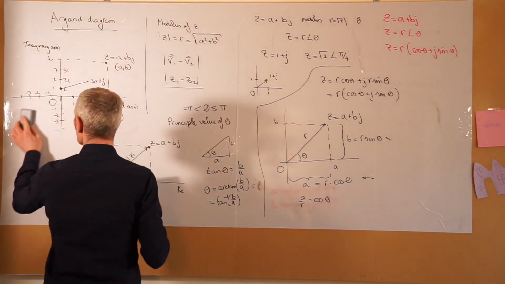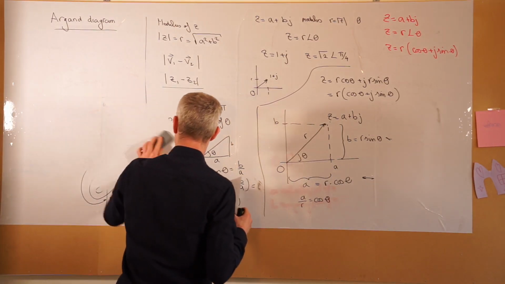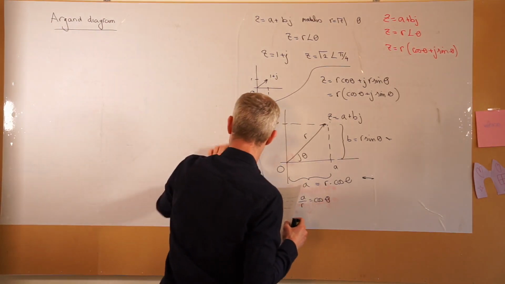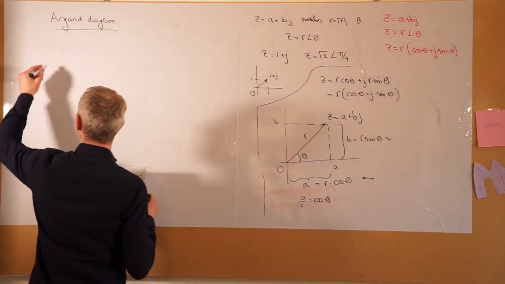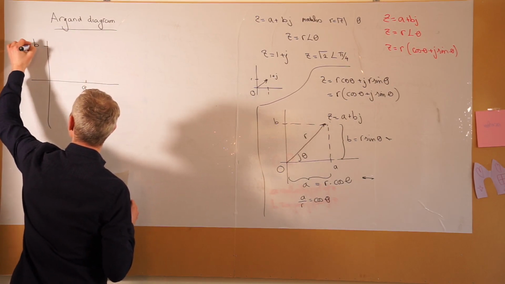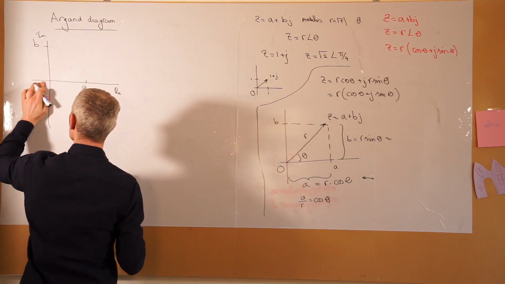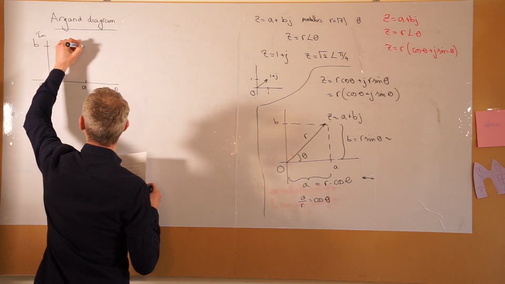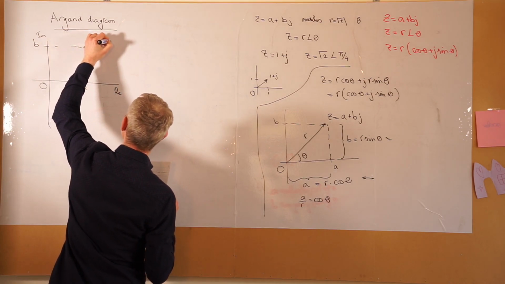Now, returning to these representations. Just let me get rid of this. If we redraw our diagram, and we have a and b, so this is our imaginary axis, our real axis, and our origin, we can show where z is, so z equaling a plus b times j.